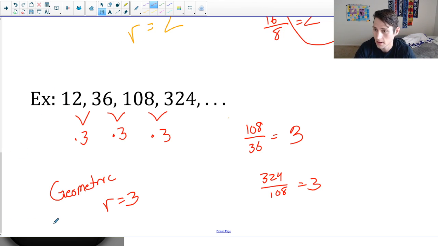The ratio could be anything. It could be a whole number, it could be a decimal, it could be a fraction. The ratio could be positive, the ratio could be negative. It doesn't matter. But it just represents what we are multiplying each time.